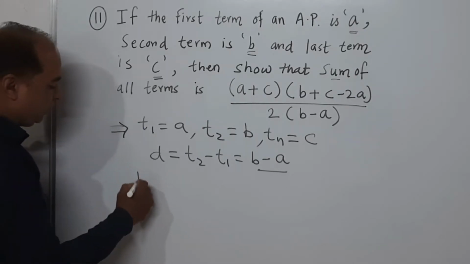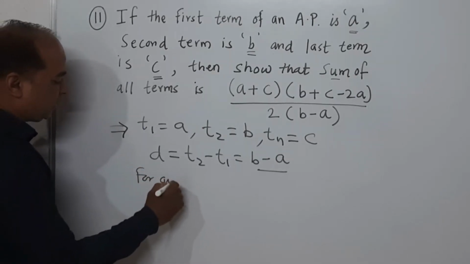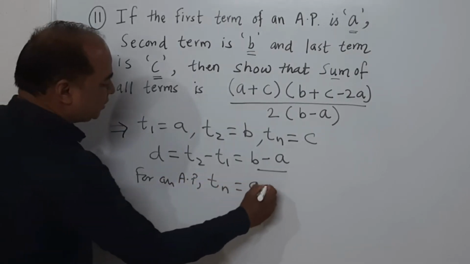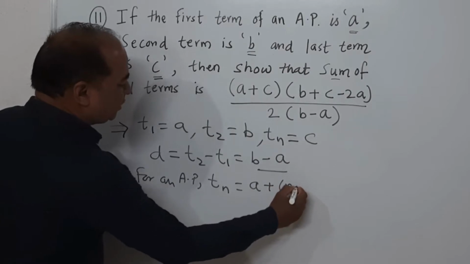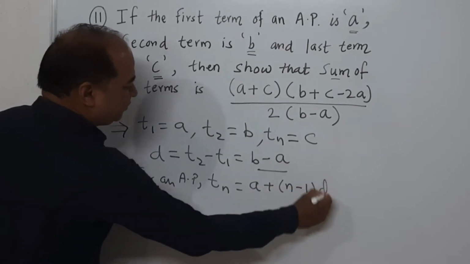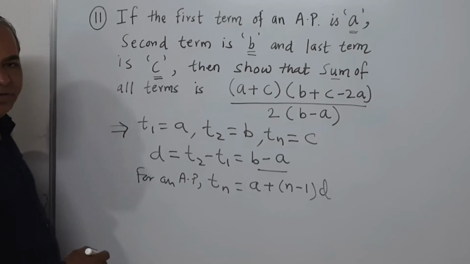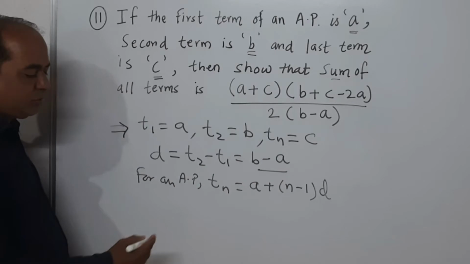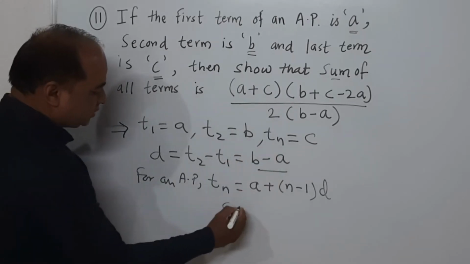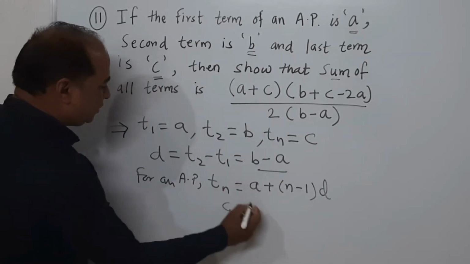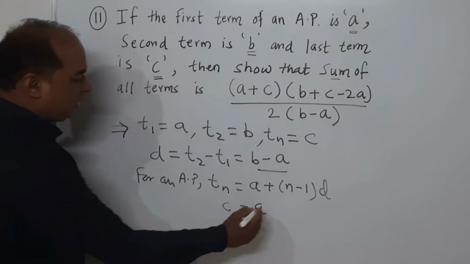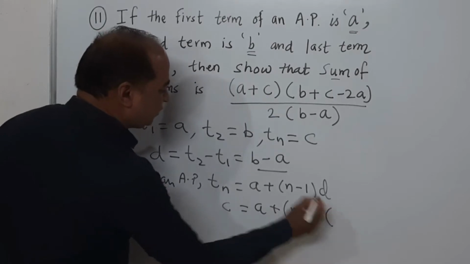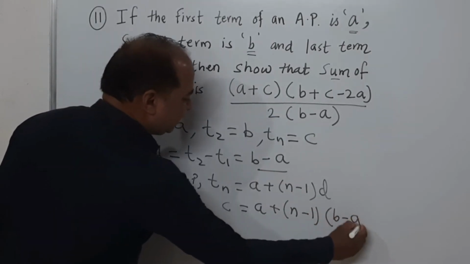Now we know that for an arithmetic progression, Tn is given by the formula Tn is equal to A plus (n minus 1) into D. Now we substitute the value of D, A and Tn in this formula. So Tn is C, C is equal to A, the first term, plus (n minus 1) into D, which is equal to B minus A.